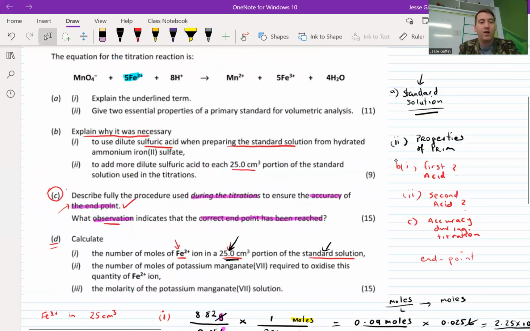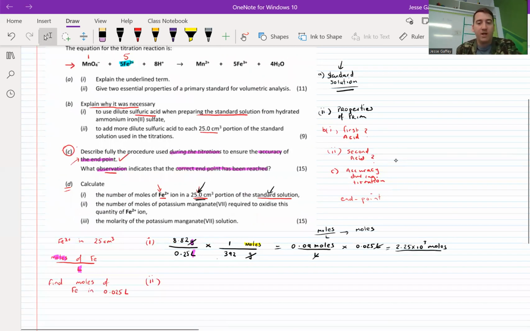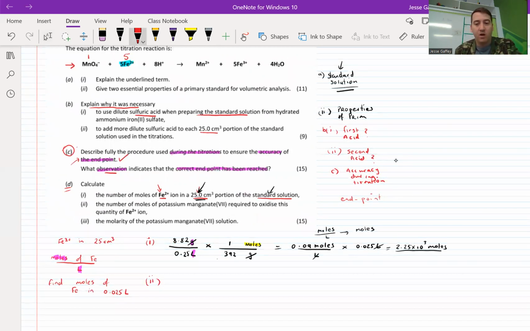Now we need to rely on our equation for this, okay? So we know from our equation there are 5 moles of iron for every 1 mole of potassium permanganate. So with that information, we should be able to go from moles of Fe here, this is moles of Fe, and we should be able to go to moles of KMnO4. So let's pause the video and do that now.